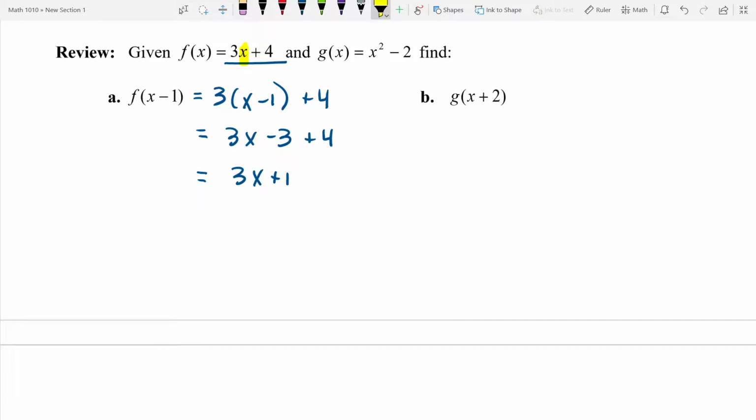You're not solving for anything. You're seeing what you get when you put an x minus 1 in for x into f of x. That's all you do. Okay?